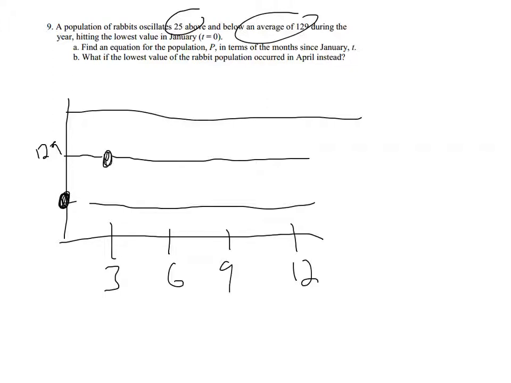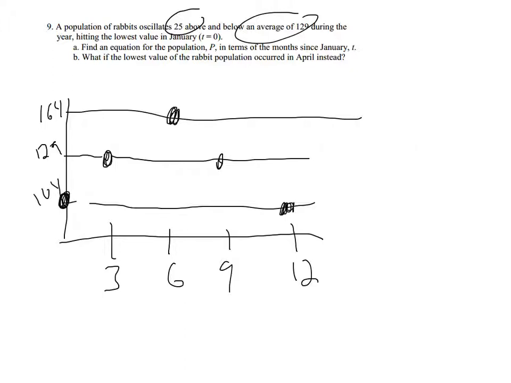3 months later, it's at its average. In June, it's at the high. Then they start dying off back to the low in December, January. So I guess the trick is now we got to decide how high these go. Well, they're telling us it goes 25 rabbits above and below. So if we add 25 to 129, isn't that 164? And then we subtract 25, that's 104.